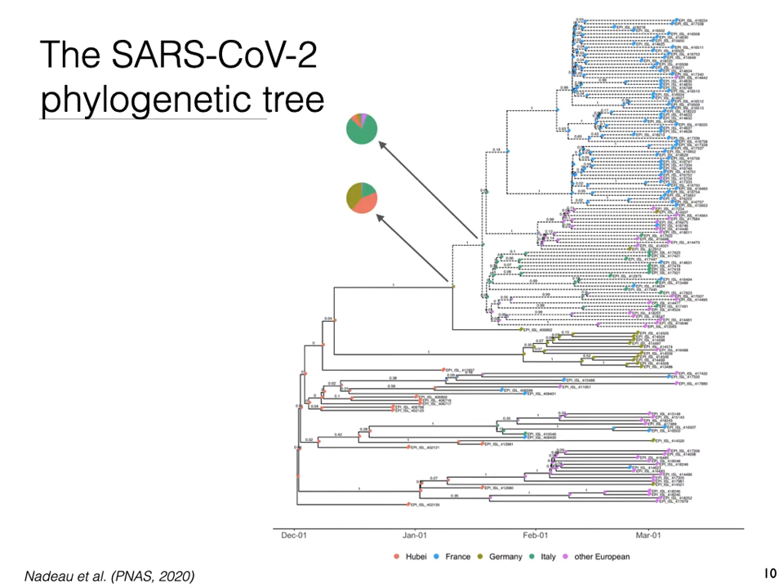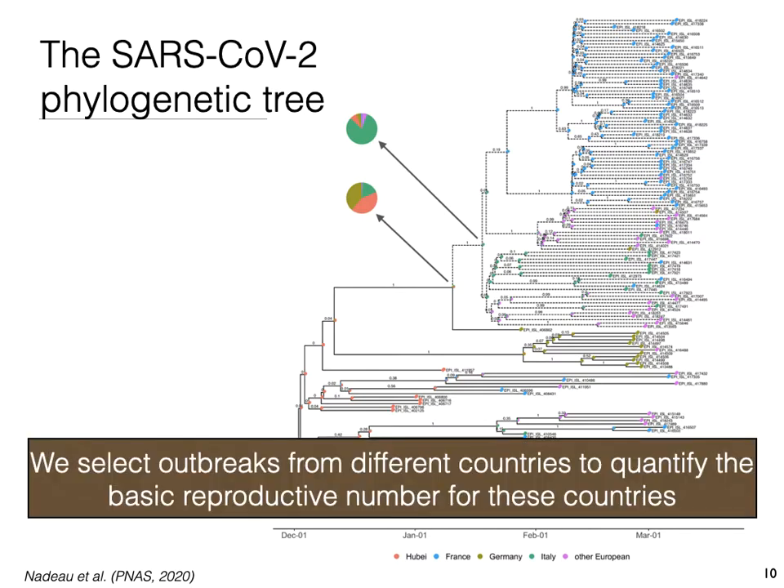So we can analyze for that outbreak what is the basic reproductive number. And if we make the tree larger, we would see several of those, say, French outbreaks. And so we would have several outbreaks based on which we can estimate the reproductive number. So what we were doing in early February 2020, we selected, based on sequencing data, outbreaks from different countries to quantify the basic reproductive number.